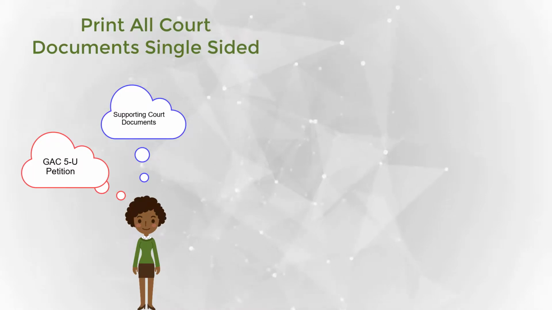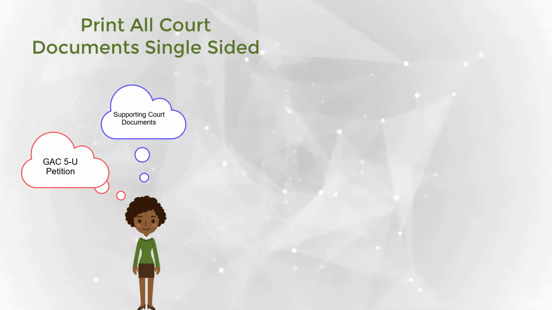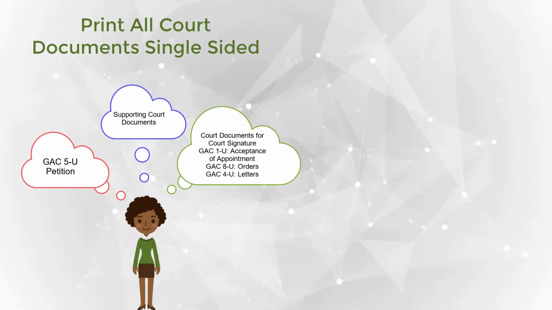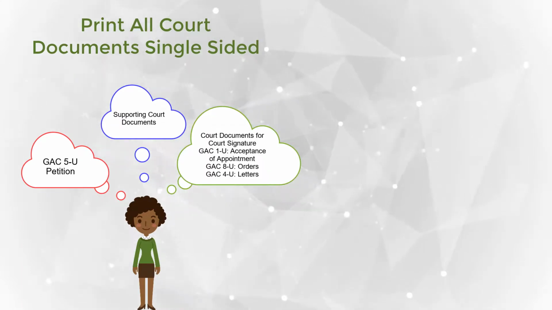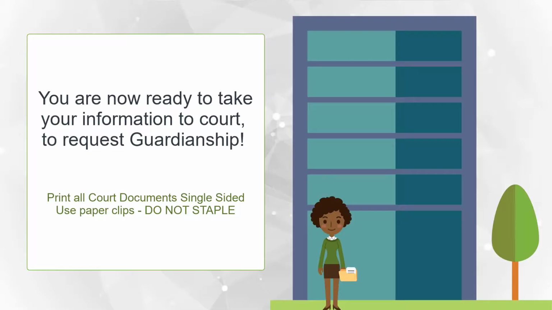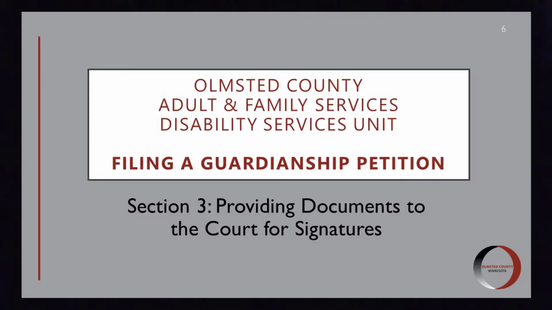This is the last of your court packet. You now have the petition, your supporting court documents such as assessments, a physician's letter if you wish, and the documents for the court to sign. These are the acceptance of appointments, the orders, and the letters. You are now ready to take your information to court to request guardianship. This concludes Section 3, providing documents to the court for signatures.